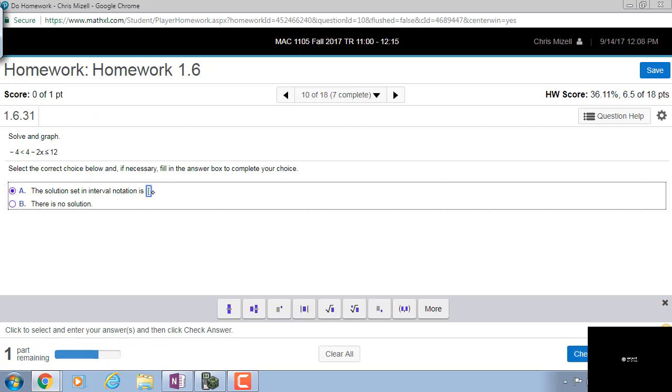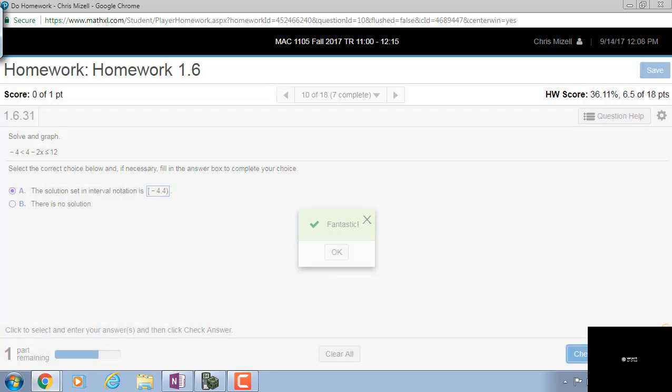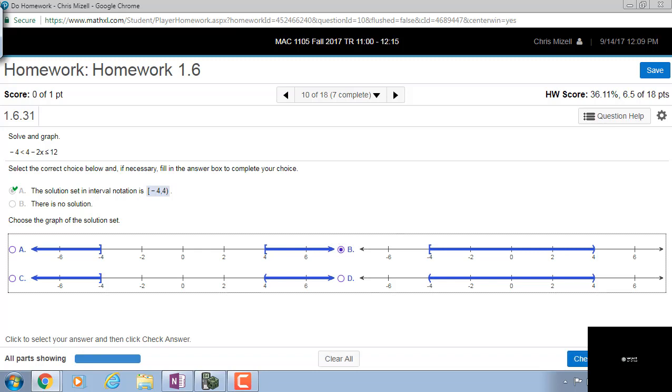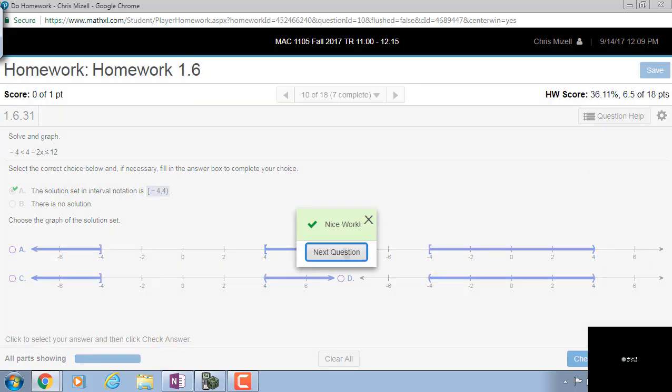Check that one, and then -4, 4, and check it. It's going to want the graph as well, I believe. Which one is it? Depending on how you count, it's the one in the upper right. It's B. -4 is the left-hand endpoint. +4 is the right-hand endpoint. So we'll check that one, and there we go.